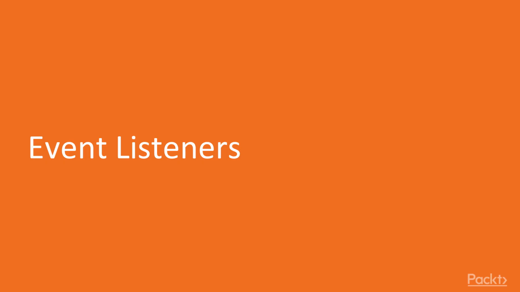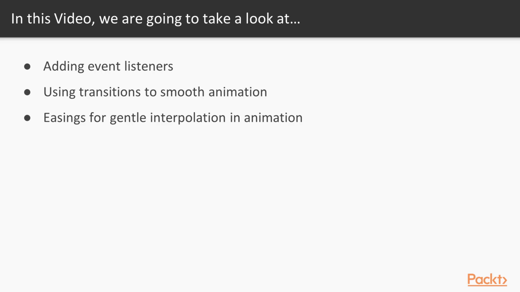In today's video, we're going to look at event listeners, the building blocks of all of the different kinds of interactivity we're going to be doing in this section. We're going to take a look at adding different kinds of event listeners to our data and our plots, how to use transitions to smooth animations between different kinds of visualizations, and how to use easings to apply gentle interpolations between changes in our data.